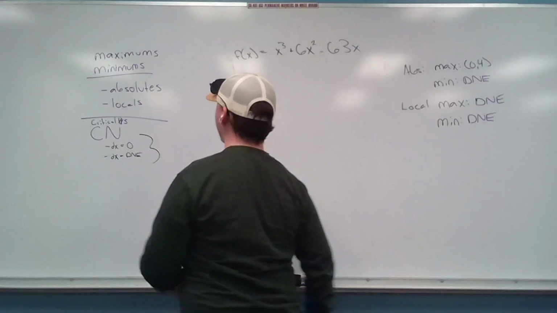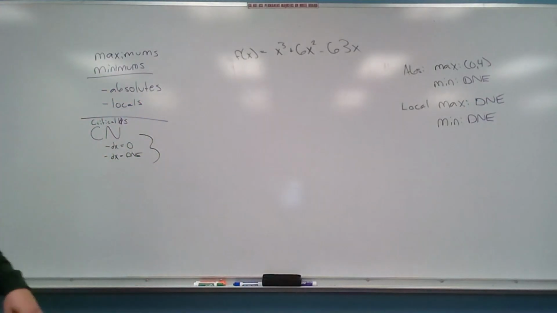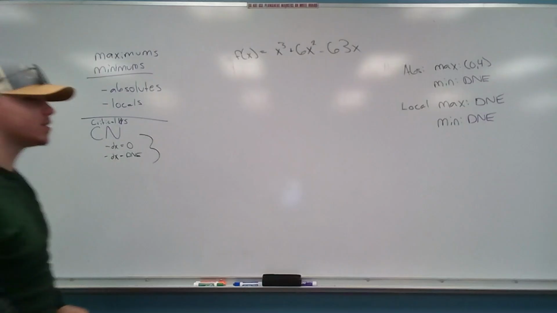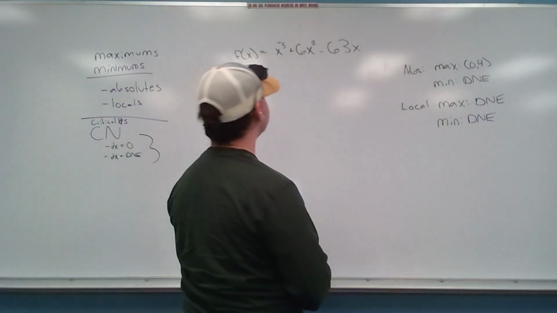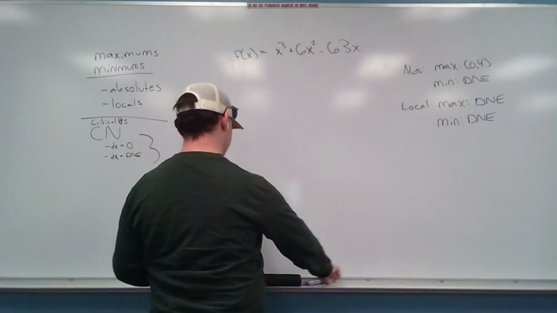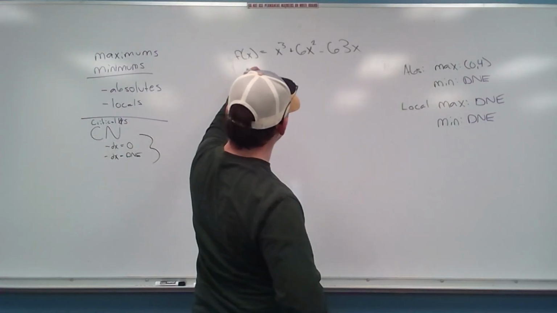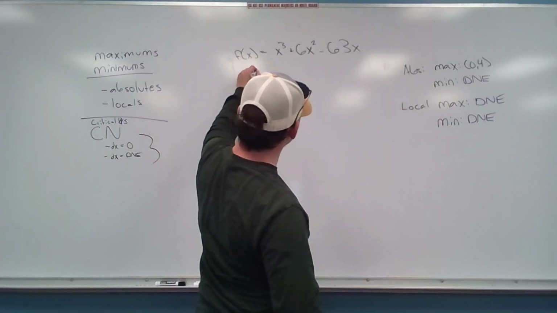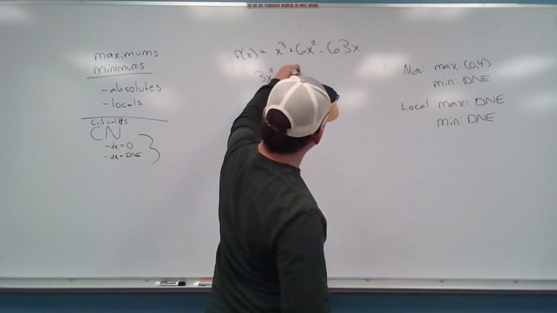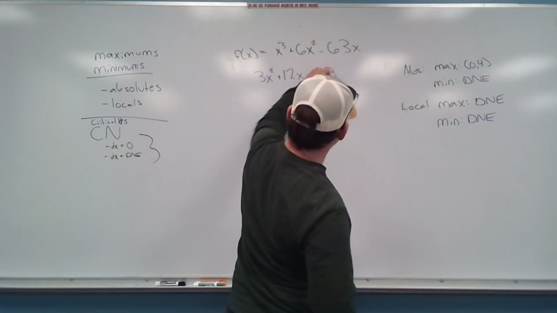Okay, so how do we find the critical numbers? Well, all we have to do is solve the derivative for 0 and for where it doesn't exist. This one, conveniently, does not have any points where the derivative doesn't exist, so it's going to be pretty simple to find the critical numbers of. So that's just going to be, using our rules, 3x squared plus 12x minus 63.